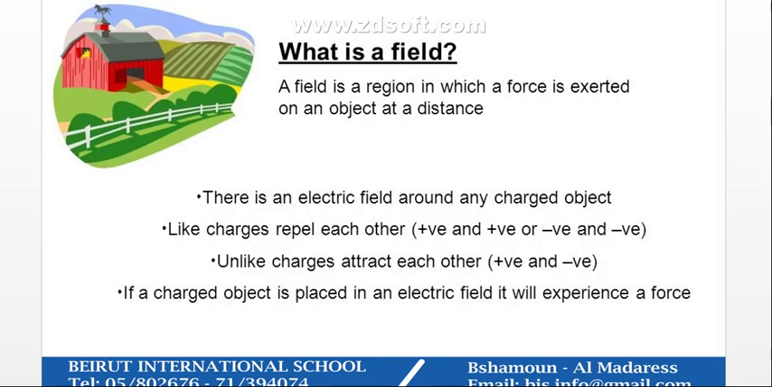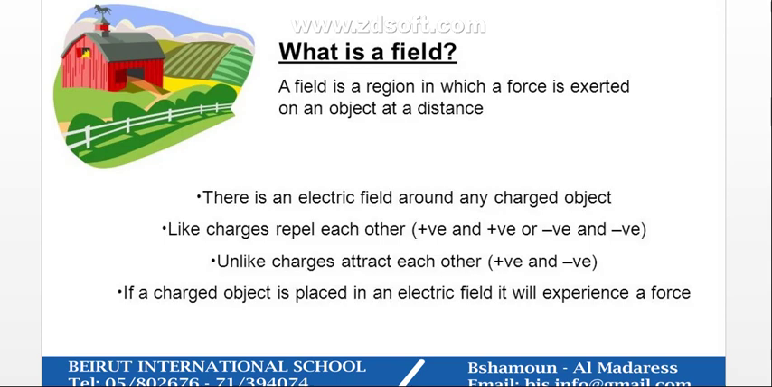What is a field? A field is a region in which a force is exerted on an object at a distance. What if this field is electric? This means it should be around any charged object. Like charges repel, positive with positive, negative with negative, and unlike charges attract, negative and positive. If a charged object is placed in an electric field, it will experience a force.